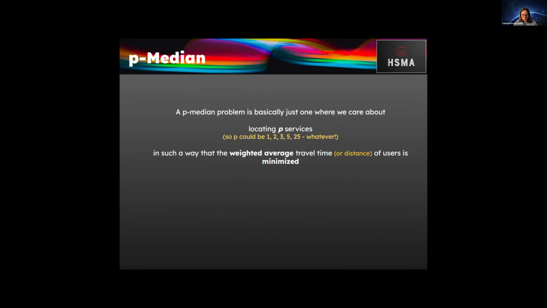So as I say, we're going on to the p-median problem now. A p-median problem is just one where we care about locating p services. So p in this case is referring to the number of services. That could be 1 service, 2 services, 5 services, 25 services, however many services you are interested in, and you are trying to minimize the weighted average travel time or potentially the weighted average distance of users in some way. So overall, how can we minimize the travel time on average that people will be spending to get to the service?